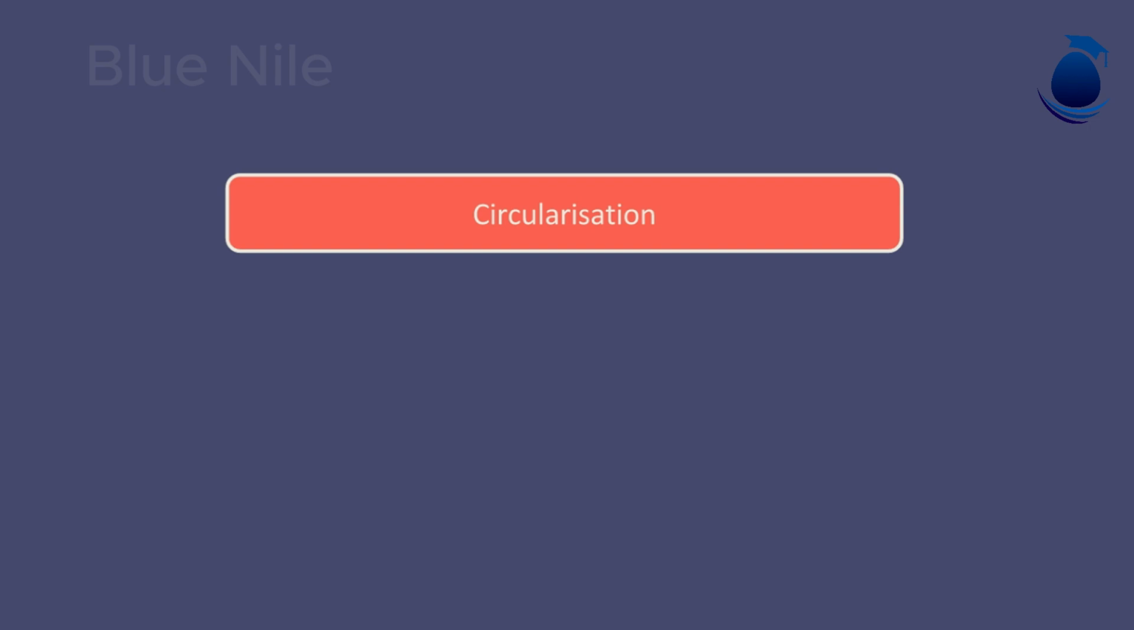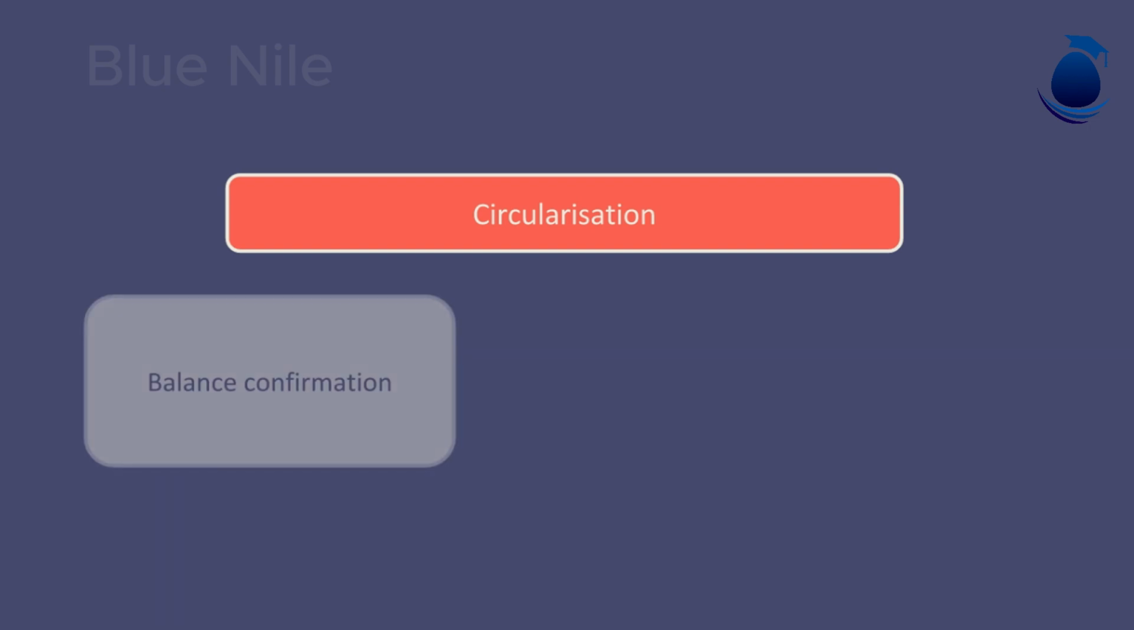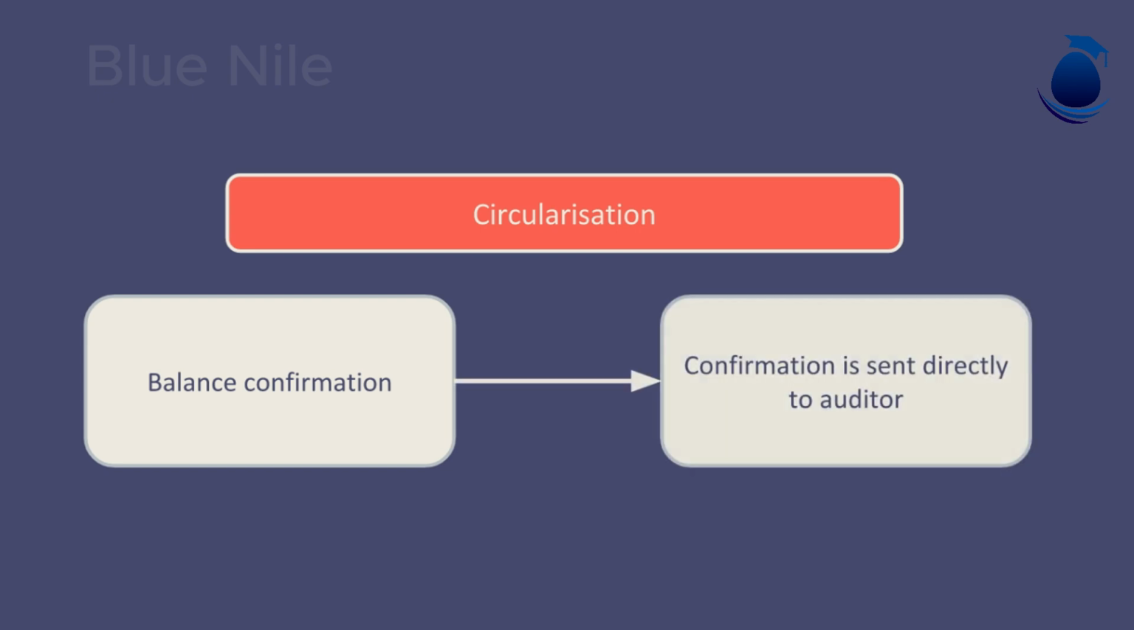Circularization is writing to a sample of trade receivable customers, requesting that they confirm the balance they owe from the records. This is a great independent piece of evidence, as the letter is sent from the client, requesting that the information is sent directly to the auditor.